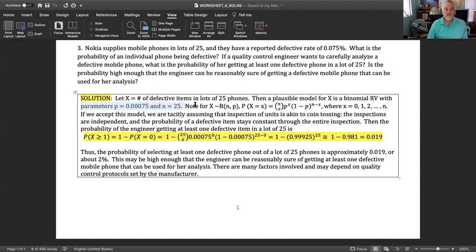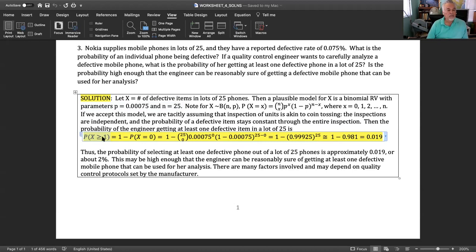So let's define the event now. Up here it says, if the engineer wants to carefully analyze a defective mobile phone, what is the probability of her getting at least one defective phone in a lot of 25? So effectively, what we're calculating is at least one, which would be the probability that X is greater than or equal to 1.